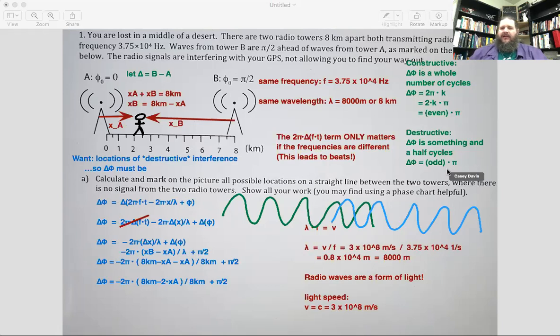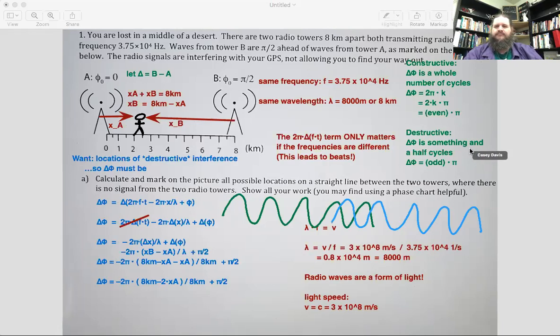But if it's anything else, like if it's something in 3/4 cycles, if it's like 2 pi over 3 or 1 pi over 2 or something, anything that's not exactly an even multiple of pi or exactly an odd multiple of pi, that's neither constructive nor destructive. It's somewhere in between, and we would typically call that partial interference. So partial interference means it's neither one of these, it's somewhere in between. Any questions on that distinction so far?